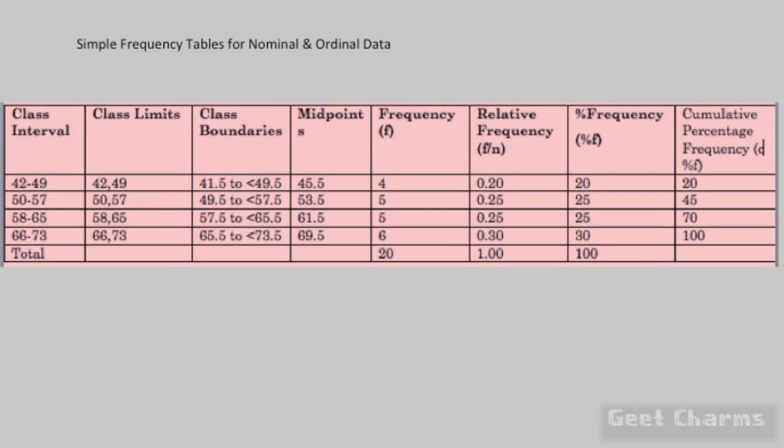So the midpoint, that's the average value of the class interval. It is often used as a rough estimate of the average case in each interval, that you calculate by adding the lower and upper limits together and dividing by 2. Therefore, the midpoint for our first interval is 45.5 because you take 42, add it with 49, and divide by 2. It's really easy.